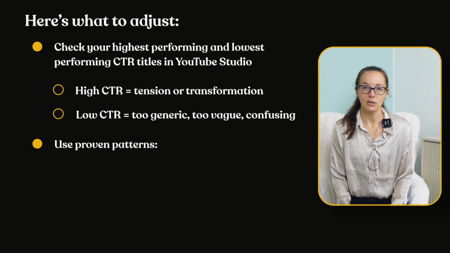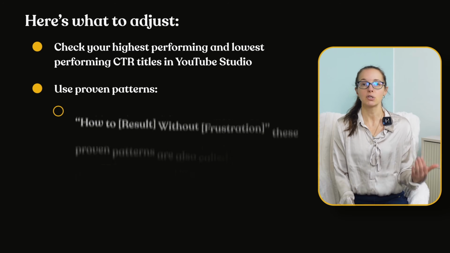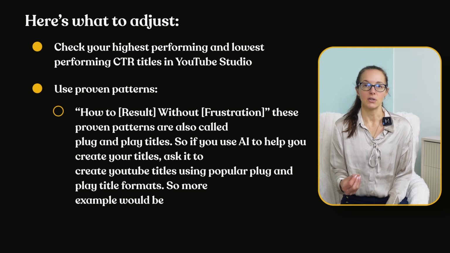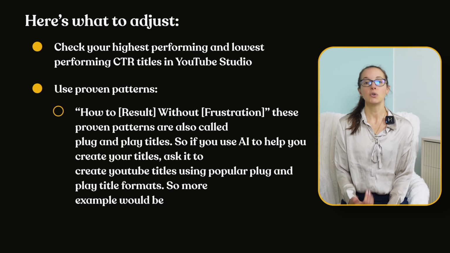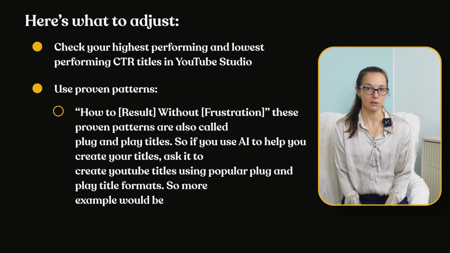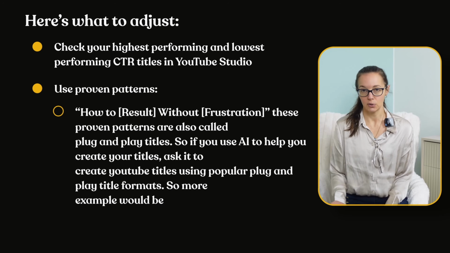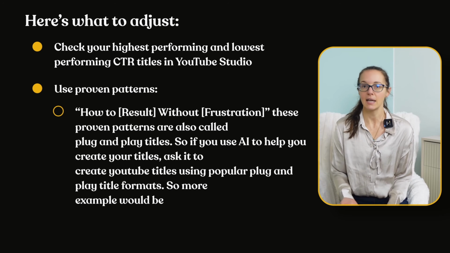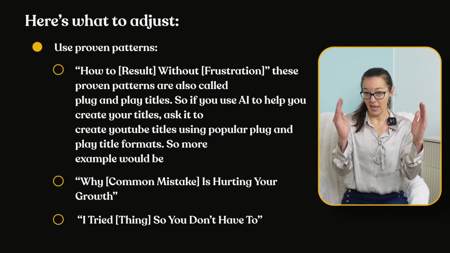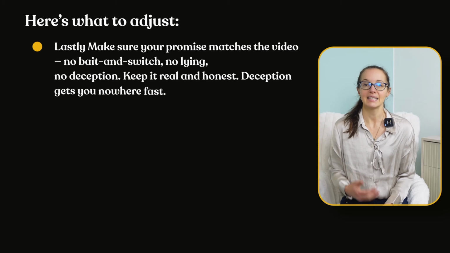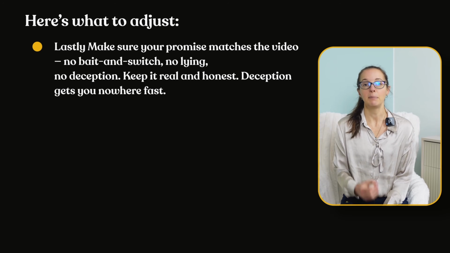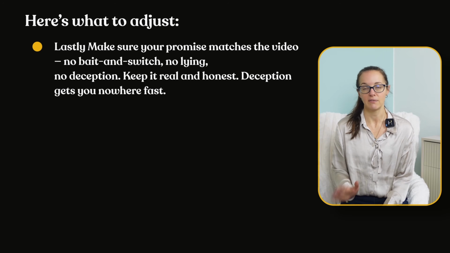And you can use proven patterns to improve your CTR. For example, how to do results without this problem, right? These proven patterns are also called plug-and-play titles. So if you use AI to help you create your titles, ask it to create YouTube titles using popular plug-and-play title formats, to produce those titles for you more quickly. So more examples of plug-and-play titles would be why common mistake is hurting your growth, or I tried thing so you don't have to. And lastly, make sure your promise matches the video, not bait and switch, no lying and no deception. Keep it real and honest. Deception gets you nowhere fast on YouTube.